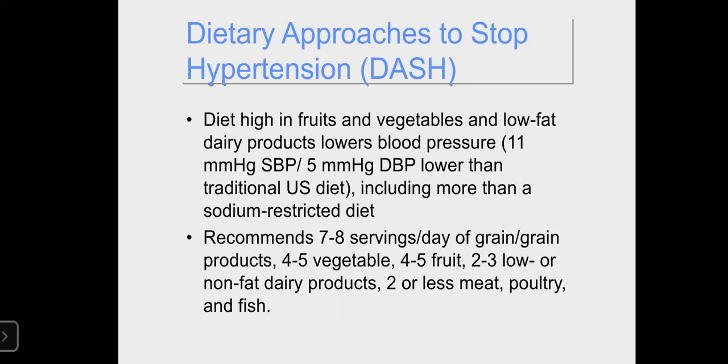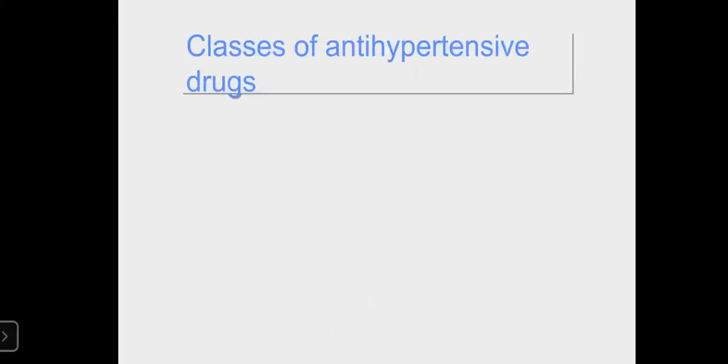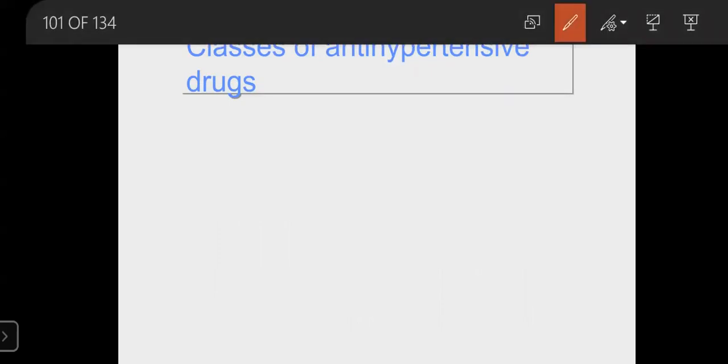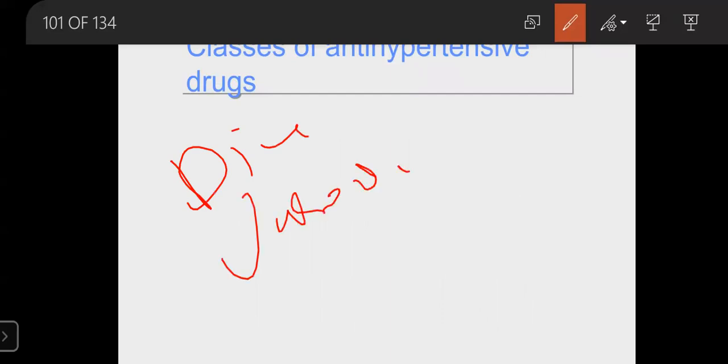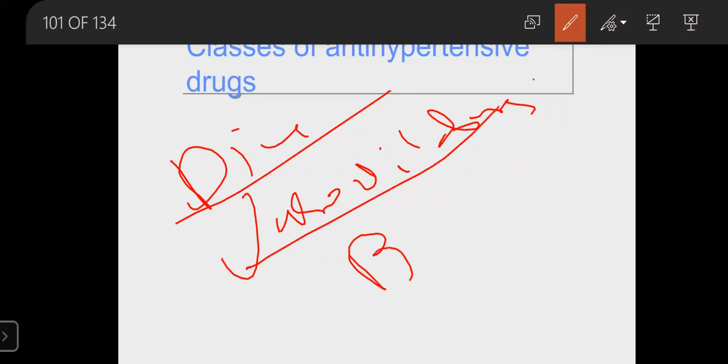So we finished with the lifestyle modification. It's clear and sharp. So let's talk about medications. Classes of antihypertensive medication are diuretics and vasodilators. Sometimes beta blockers may be considered as antihypertensive, sometimes not, and others are centrally active.